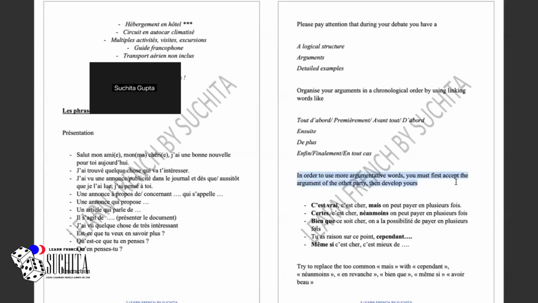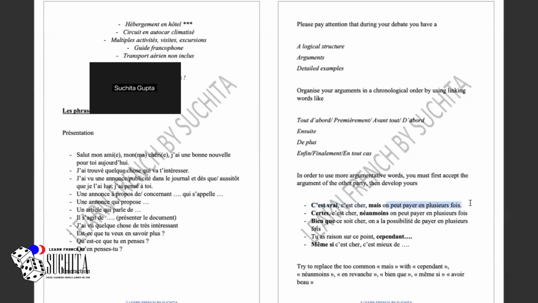You must first accept the argument of the other party. Whatever the examiner said, let's say the examiner said, oh, it's very expensive, right? You don't have to directly cut and say, no, no, no, what you're saying is wrong. Accept the argument first. Oui, je comprends, c'est vrai, c'est cher, mais... So that's being gentle towards the other person. Yeah, it's true, it's expensive, but then come up with your argument.